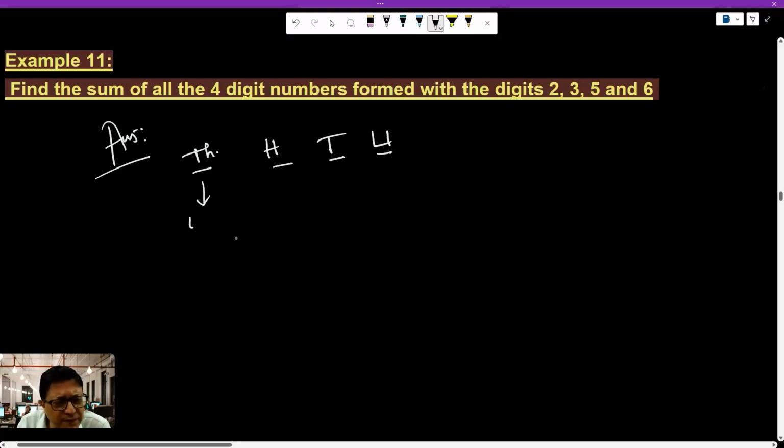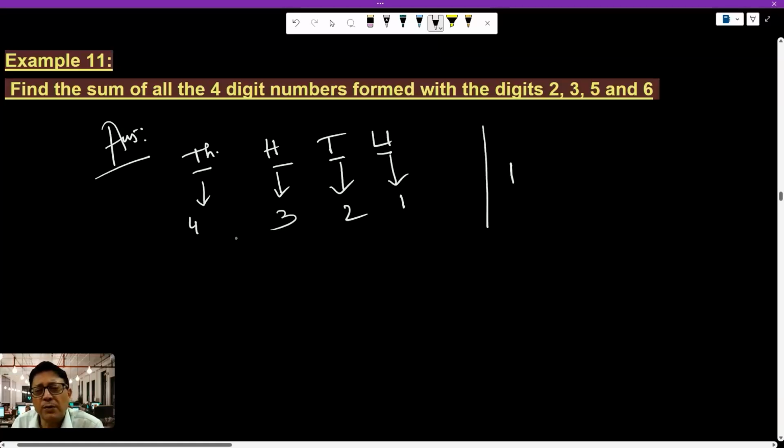This can be filled in 4 ways. No repetition there, they have not mentioned. This one 3 ways, 2 ways, 1 way. So total number of numbers formed will be how many? By the fundamental principle of counting, 24.